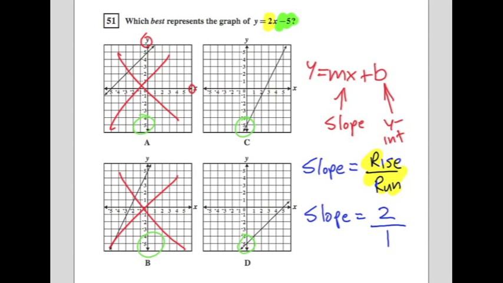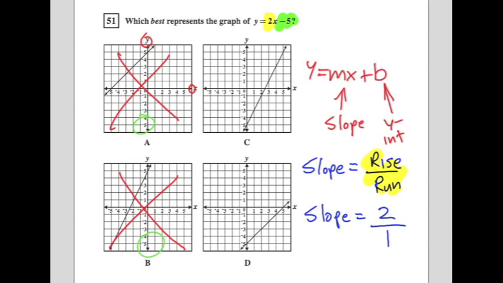So here's your slope. That means that it's going to go up 2, and it's going to go up because it's a positive number. And then it's going to go to the right 1, because that's your denominator, and it is also a positive number. If your numerator was negative, it would go down. If your denominator was negative, it'd go to the left. So now let's go ahead and test this on our graphs and see which one of these is our correct slope. Let me go ahead and erase this part right here so we can see it better.